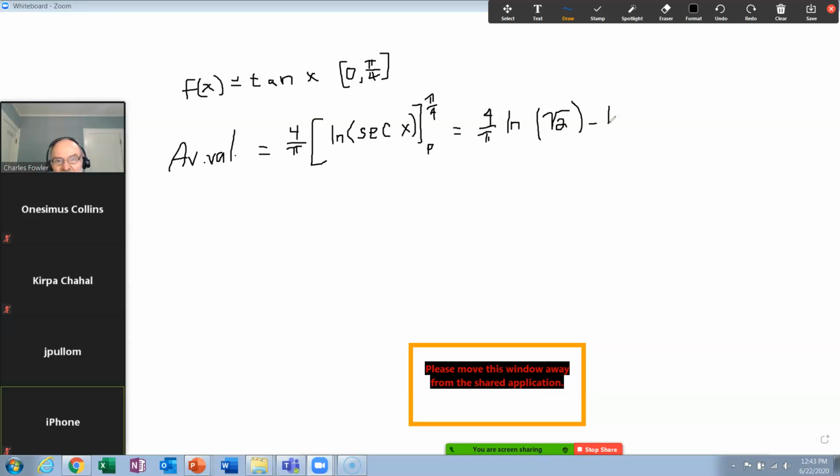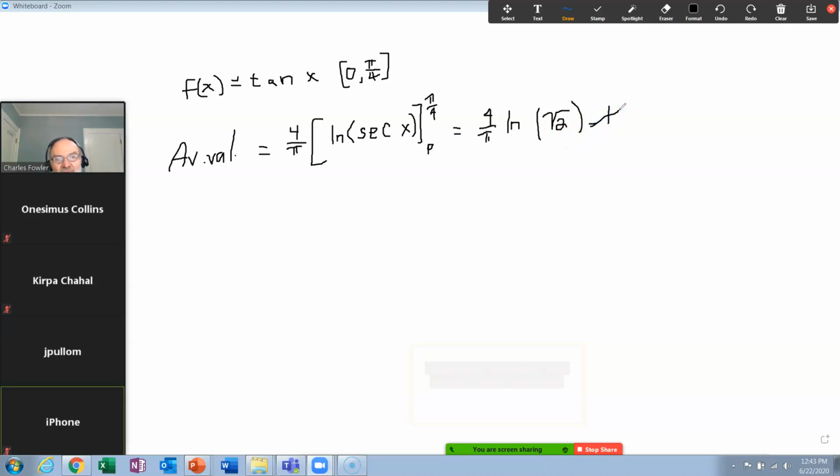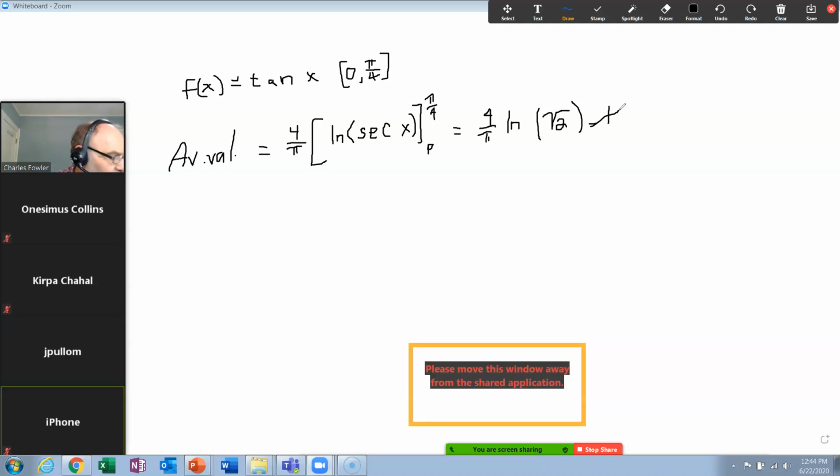No, I'm sorry. No, secant of 0 is 1, and the log of 1 is 0. So that's why I wanted to leave this off. So there's your answer: 4 over pi times the log of root 2. Okay? You don't need absolute value bars because root 2 is positive. Now, they wrote it differently, weirdly, with the minus sign and the log of root 2 over 2, but you'll see this is the same answer.